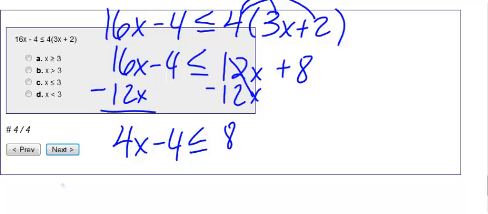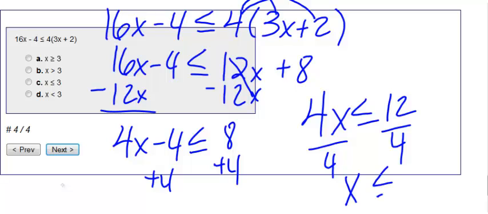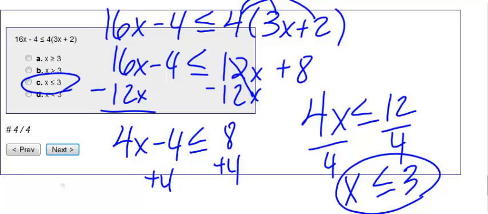Again, I'm going to get this x by itself, so I need to move this negative 4. For me to move it, I'm going to add 4 to both sides. Therefore, I get 4x is less than or equal to 8 plus 4 is 12. And lastly, I'm going to get rid of that 4. So I'm going to divide both sides by 4. So we get x is less than or equal to 3, which is choice C.